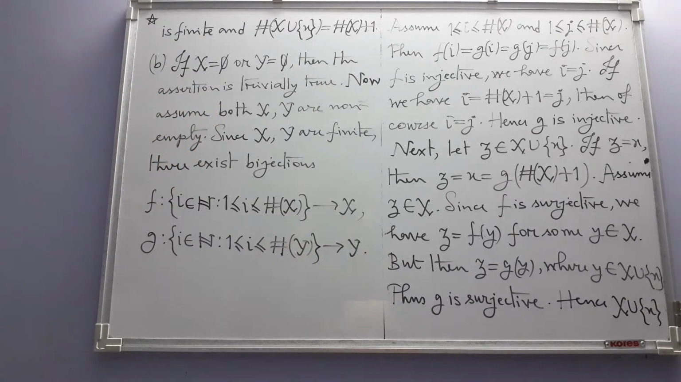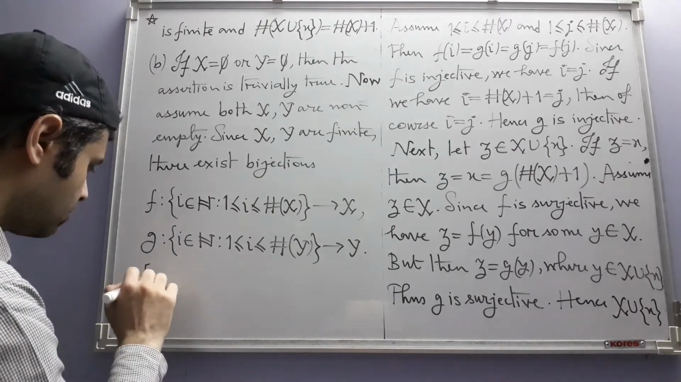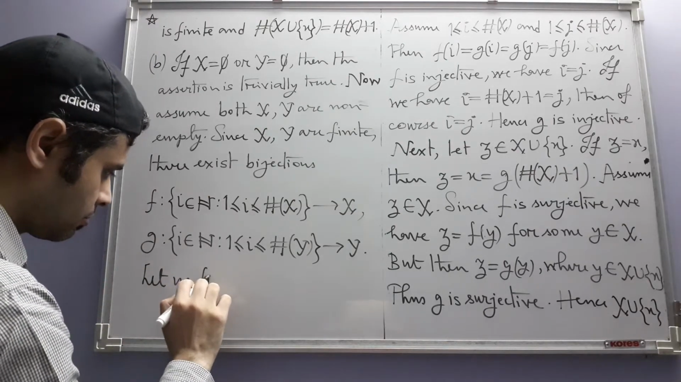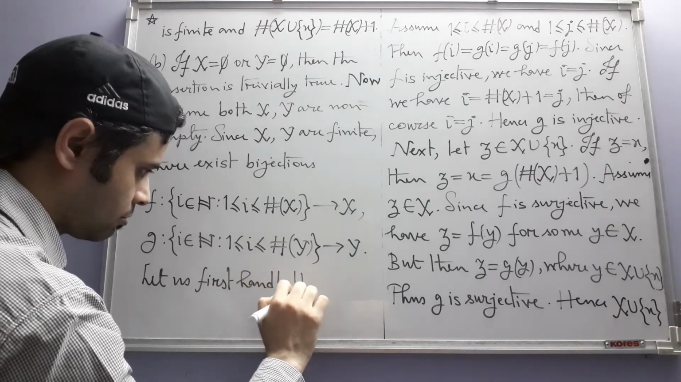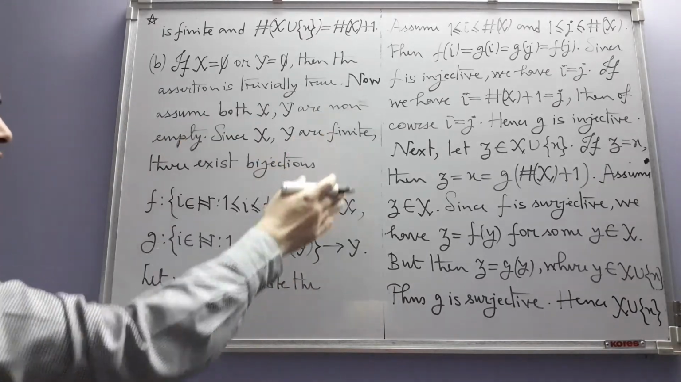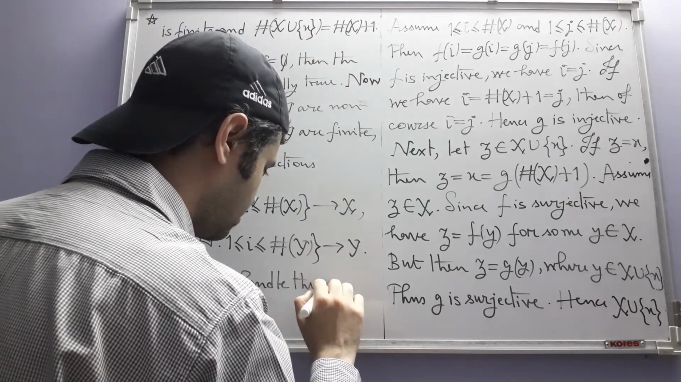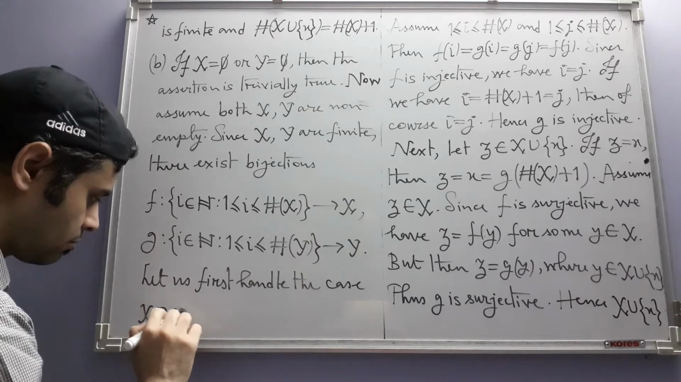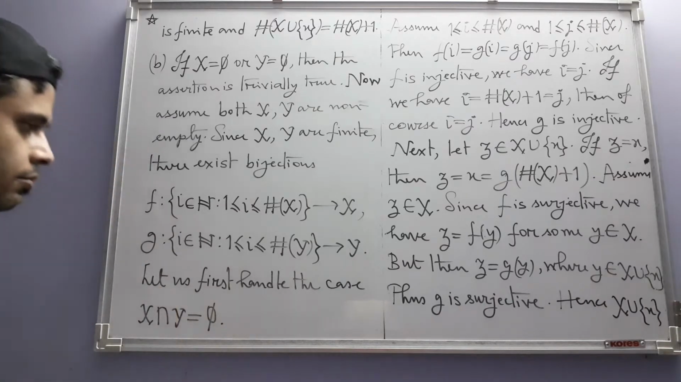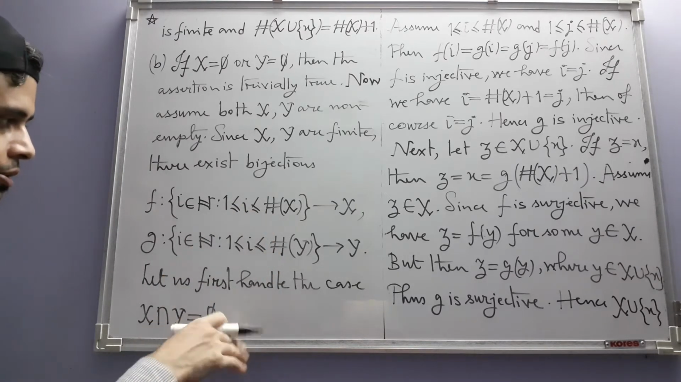Okay, so we are now going to first handle the case where x and y are disjoint. Although it comes after the general case, we are going to handle it first because it's easier to handle. Now with the help of these two functions, in this special case, we are going to define a new function.